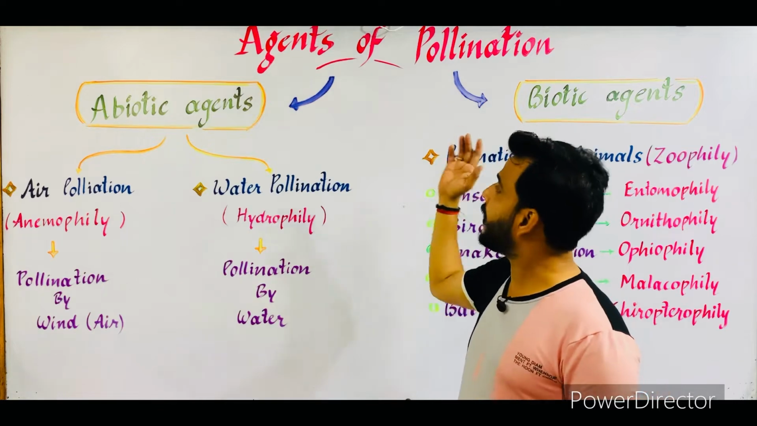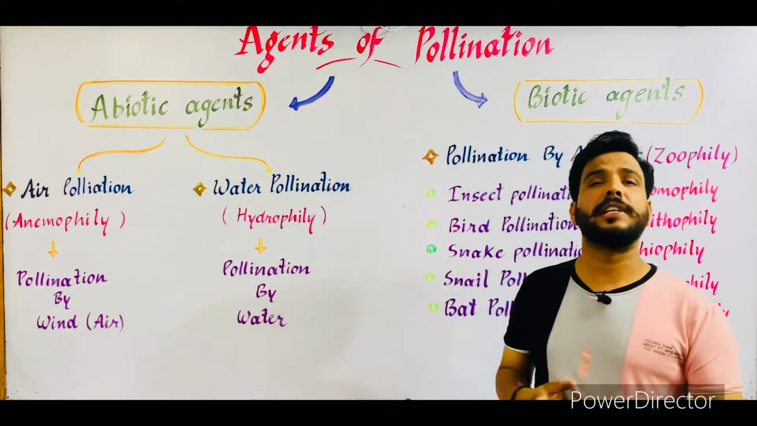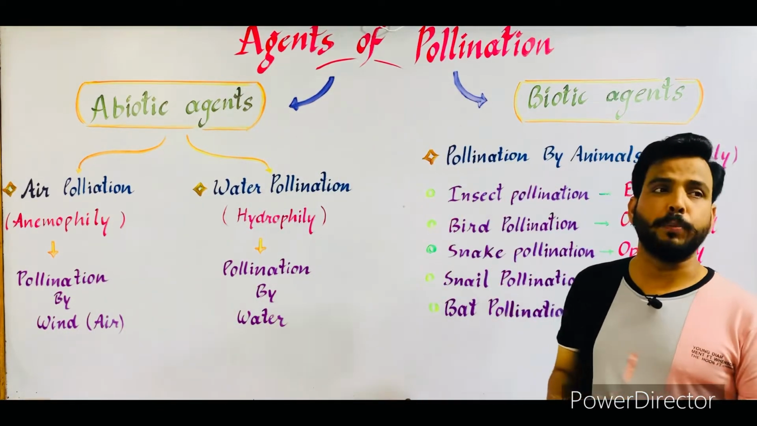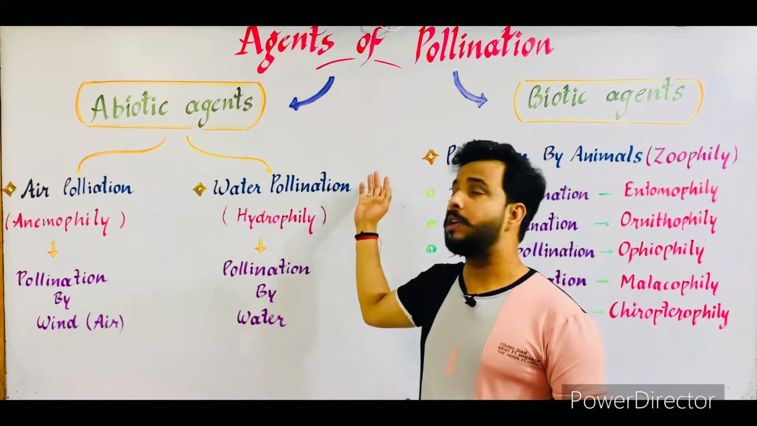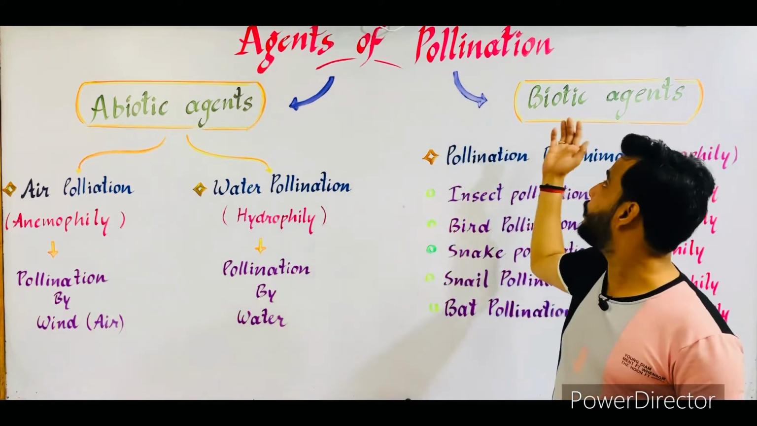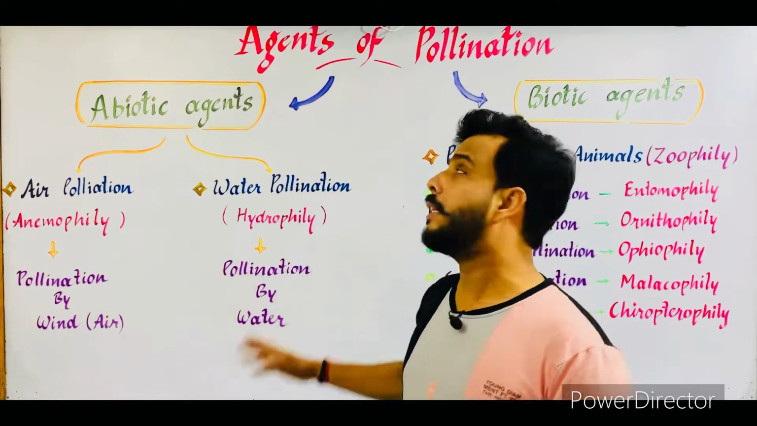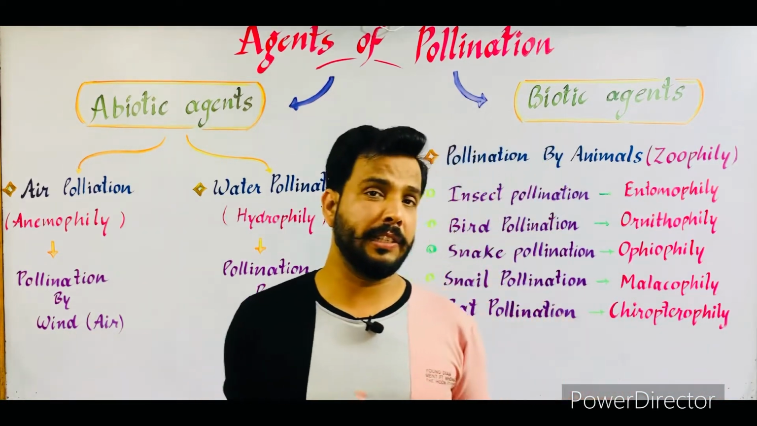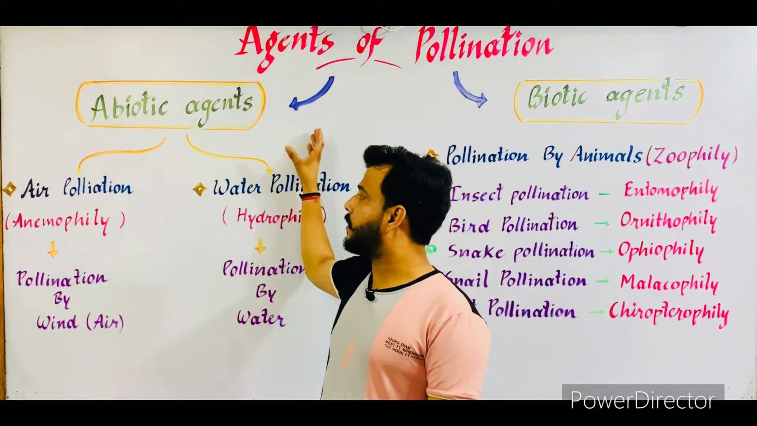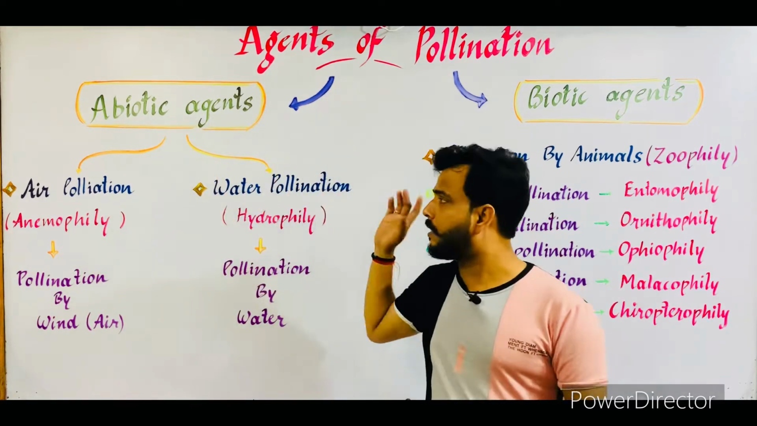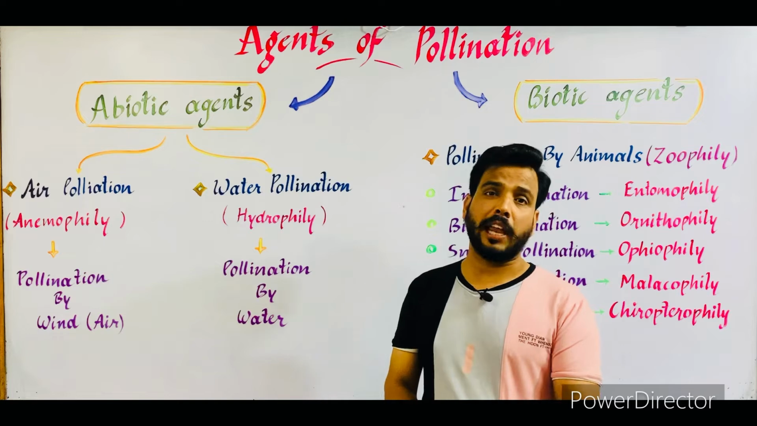As you can see, there are two types of agents involved in the process of pollination. The first are abiotic agents and the second are biotic agents. Abiotic agents means the non-living agents, while biotic agents means the living agents. In abiotic agents there are two agents: the first one is air and the second one is water.